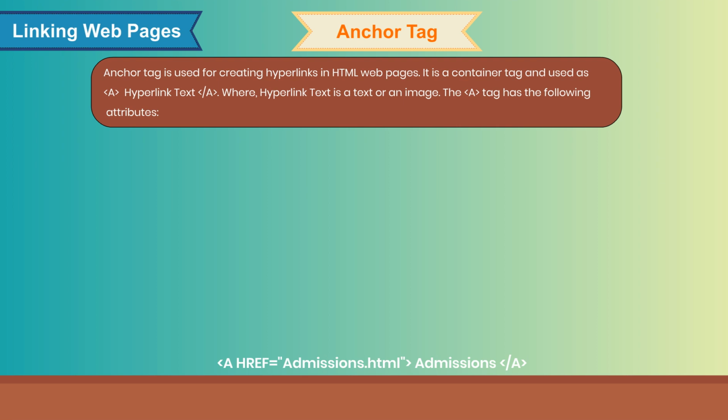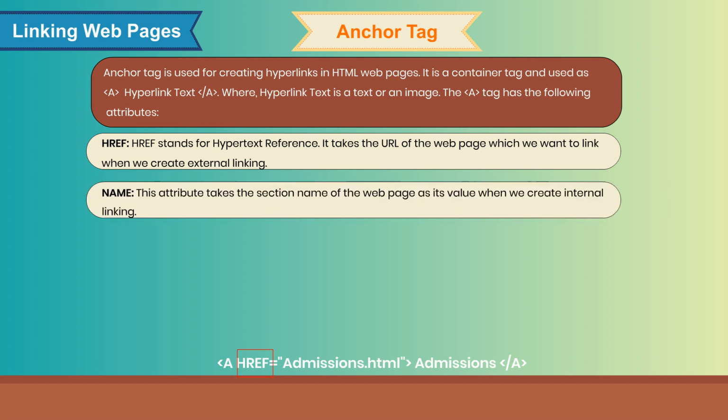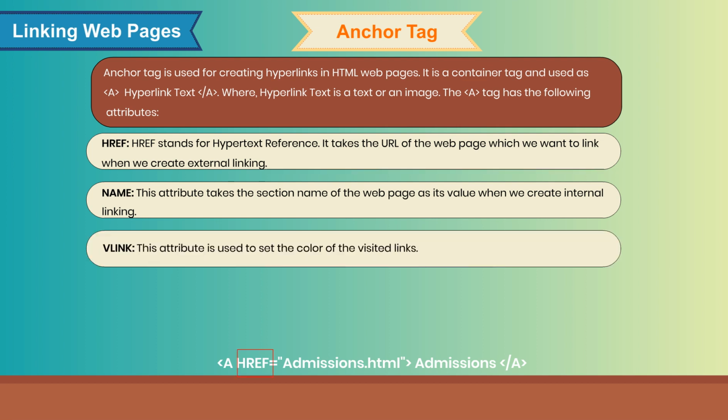The A tag has the following attributes. href. href stands for Hypertext Reference. It takes the URL of the web page which we want to link when we create external linking. Name. This attribute takes the section name of the web page as its value when we create internal linking.